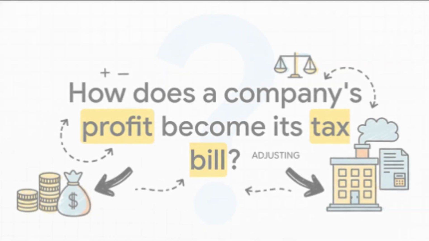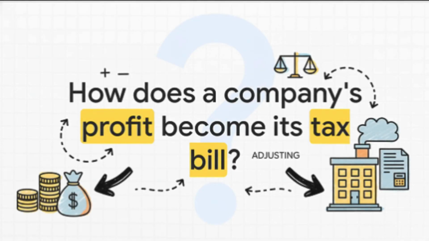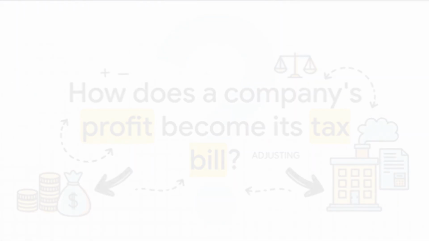So how do we get from that big pile of profit to the actual formal tax bill the government sends? It's definitely not a straight line. There's a whole process of adjustments and translations to get from one to the other, and we're going to walk through it step by step.